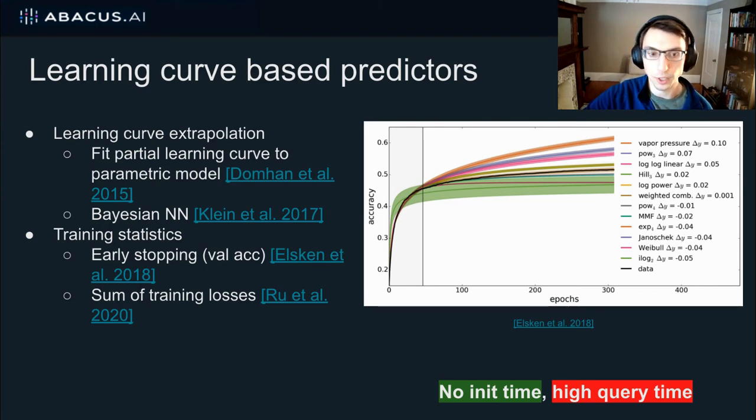And that's shown on the right here, where the learning curve is fit to a parametric model. Follow-up work has also used Bayesian neural networks to do this extrapolation. And then we also consider early stopping a learning curve-based predictor, where we just output the validation accuracy after we train for some amount of epochs. And recent work also looks at early stopping using the training loss instead of validation accuracy.